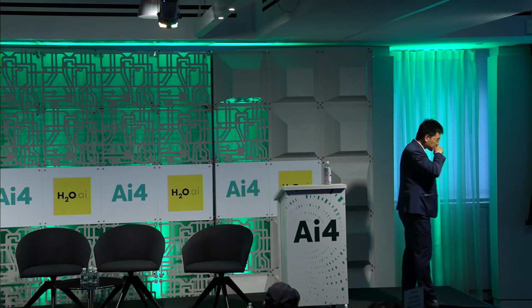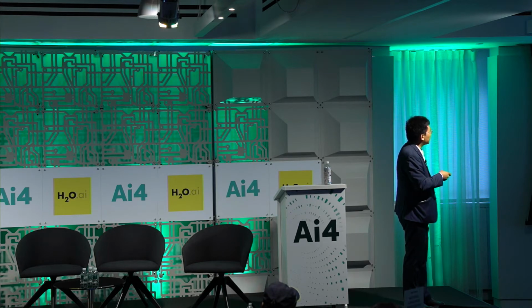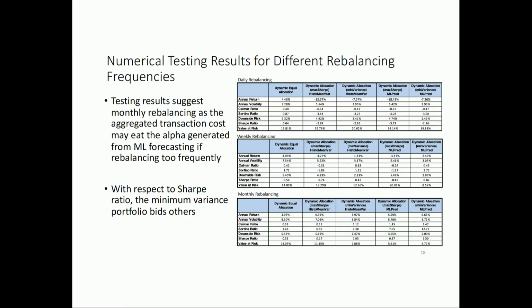So here, I want to see what is the difference if I rebalance the portfolio daily versus weekly or monthly. We can see that if we rebalance the portfolio daily, all the alpha is eaten by the transaction cost, so we have negative returns. If we rebalance monthly, now we have some positive return, and the Sharpe ratio is around 1.5. Here, the transaction cost I assume is just 10 basis points.